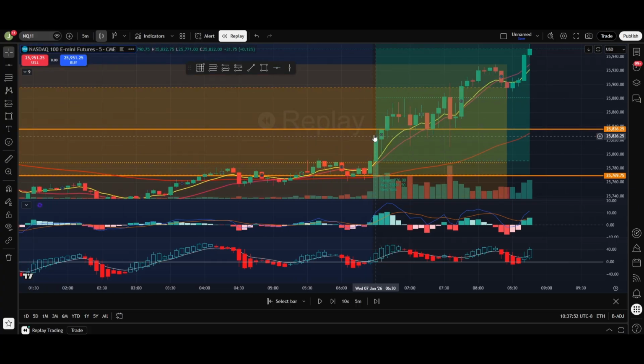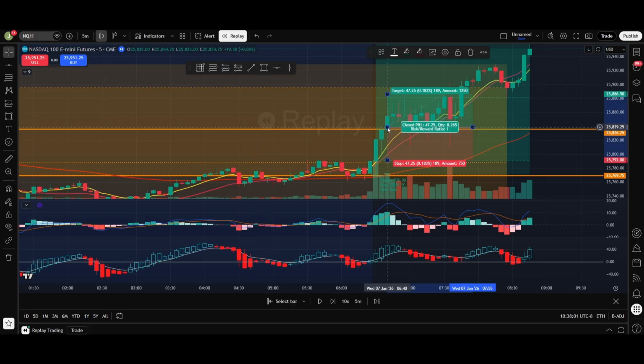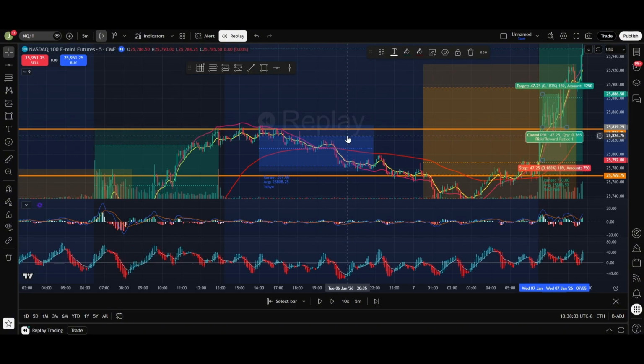And where would we have taken the position? Again, we would have taken, or I would have taken the buy position here. So I would have went long here. And again, where am I targeting, right?